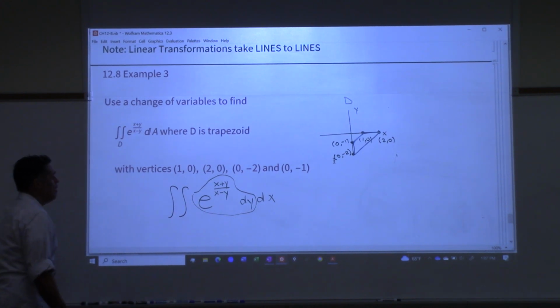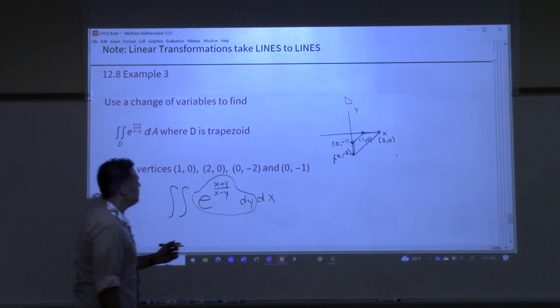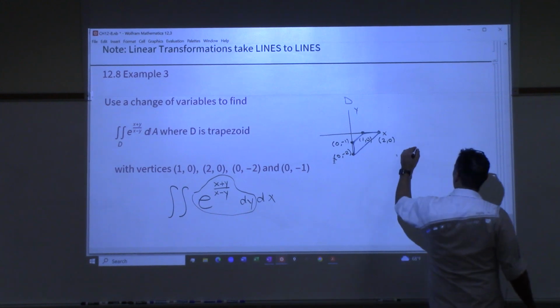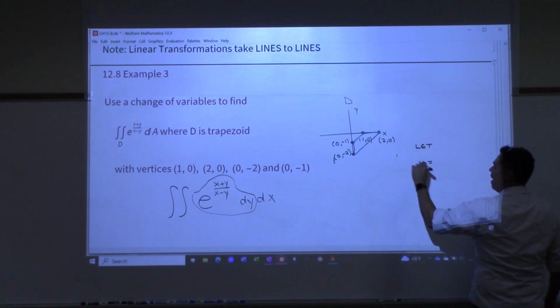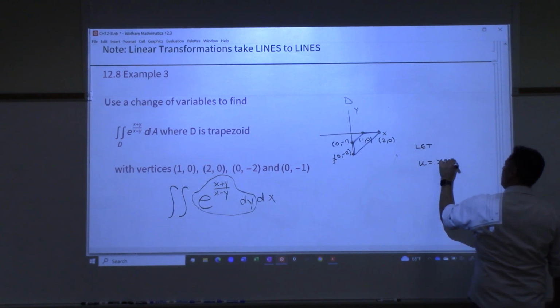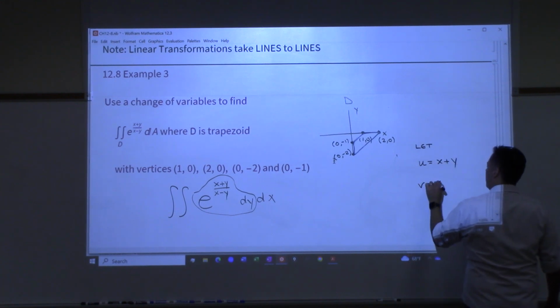So now I have to figure out, well, what should I use as a change of variables? And this is where it's up to me. I'm just going to try something, and I know it's going to work because I've done this problem before. But I think when I do it, it'll make sense, hopefully, to you. What I'm going to do is let u be equal to the numerator of that exponent, x plus y, and let v be the denominator.